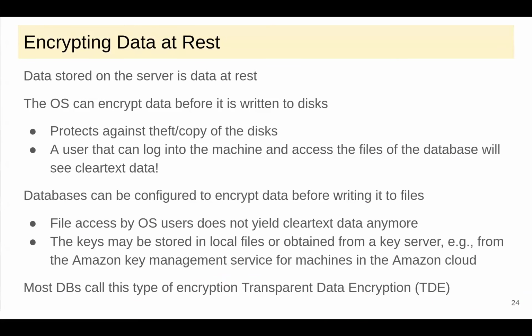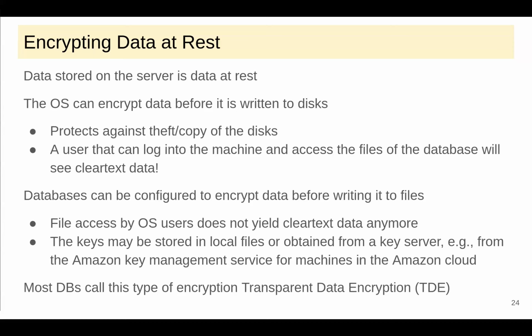We're going to start with encrypting data at rest. Here, just as a definition, data that is stored on the server is data at rest. The operating system can encrypt the data before it is written to disks, which protects against theft or copy of the disks, and a user that can log into the machine and access the files of the database will see the actual clear text data, right? So this protects against somebody who powers down the system, grabs the disk, and then runs off. While the system is running, any user who can log in and has access to the files will get clear text access to the files.